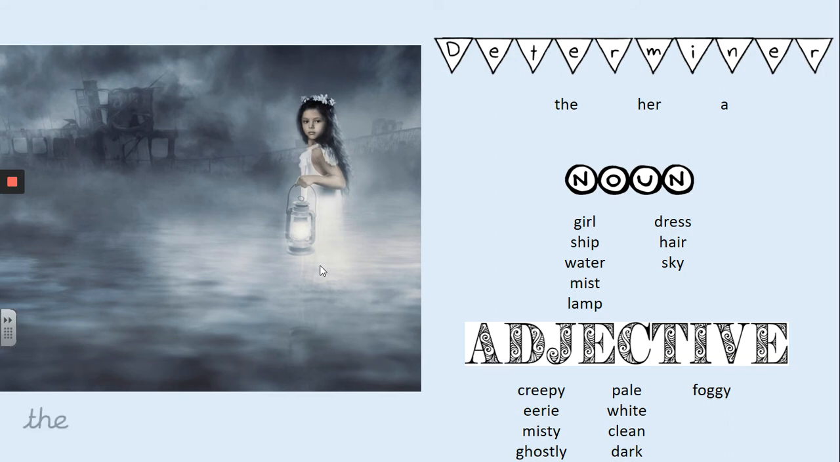Okay, so for my expanded noun phrase I'm going to use the determiner of the. I'm going to use ghostly young girl. So that's my expanded noun phrase for this picture. Now I could do lots more if I wanted to. I don't have to just talk about the girl, I could talk about the ship or the mist or whatever noun I want to talk about. So pause the video now and have a go at writing an expanded noun phrase or a few about this picture.